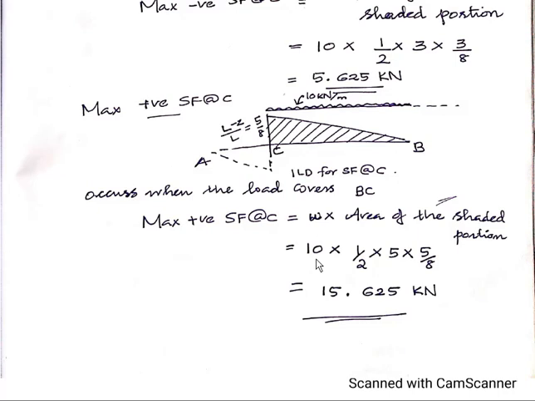So the maximum positive shear force at C is equal to W into area of the shaded portion. W is 10 again, and this area is again a triangle, so the area is half BH. Half B is 5 meter and H is 5 by 8. Substituting all the values, we get the maximum positive shear force at C equal to 15.625 kilonewton. Always remember to write the unit along with the values.